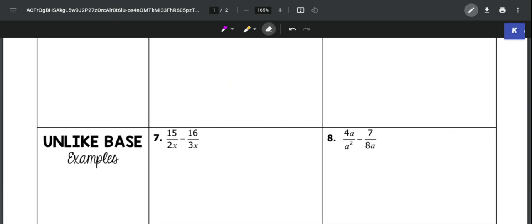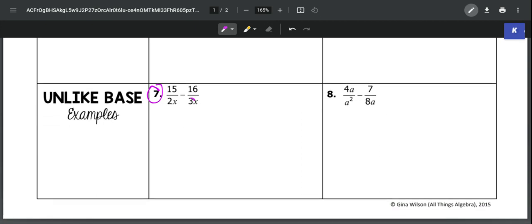It's just sometimes they're a little bit trickier, but they're not too bad. So if we look at 7, we've got 15 over 2x minus 16 over 3x. So we need to break down 2x, 3x, and say what is the greatest common denominator between those two. It's pretty simple because they both have an x, so we know it's going to have an x. As long as they both have a variable, we don't have to make it x squared or anything like that. They just both will have that variable. And then the greatest common denominator of 2 and 3 would be what? 6. So our greatest common denominator is going to be 6x.